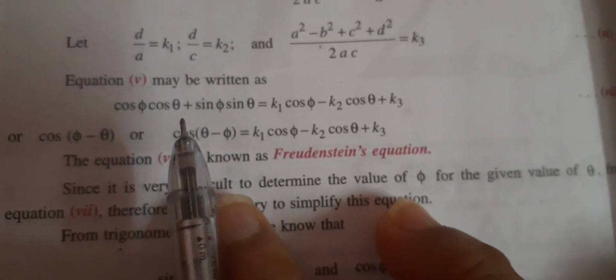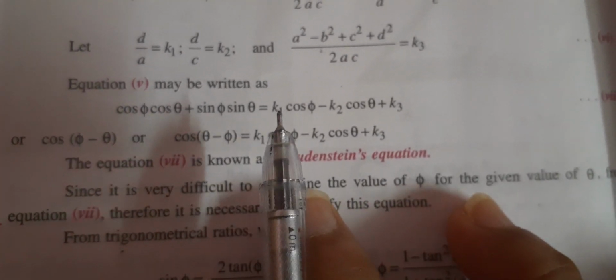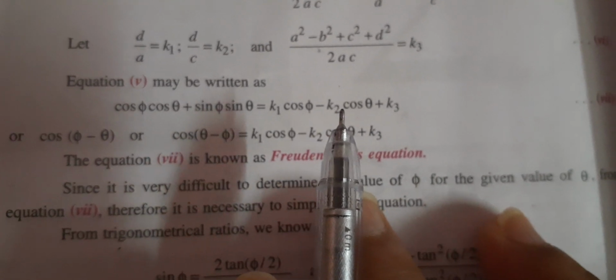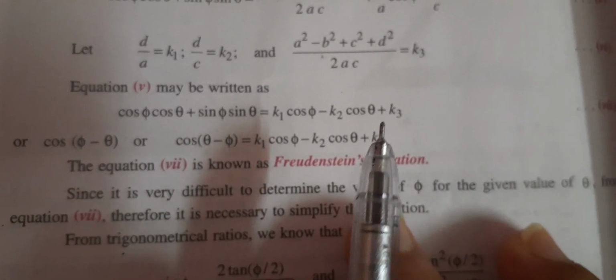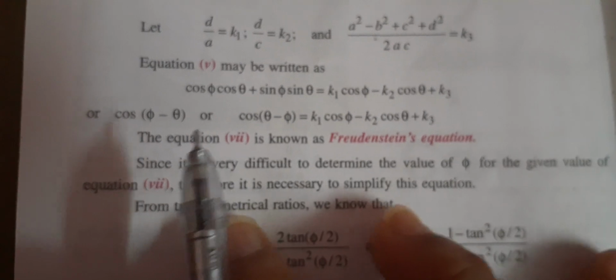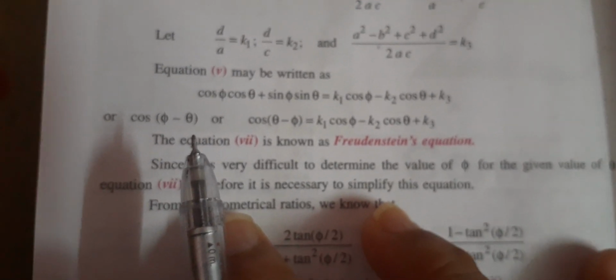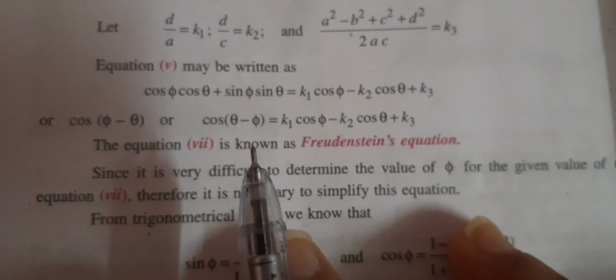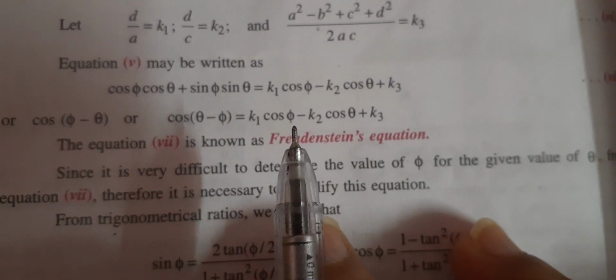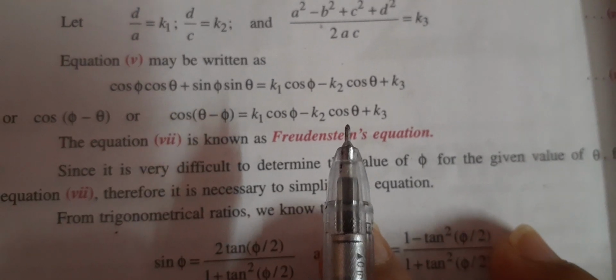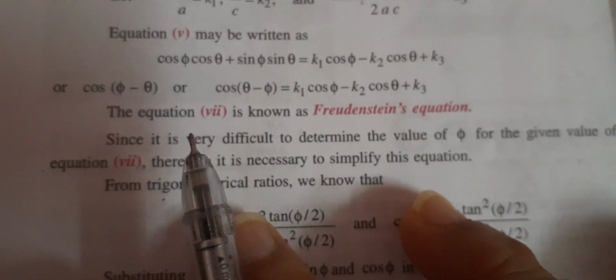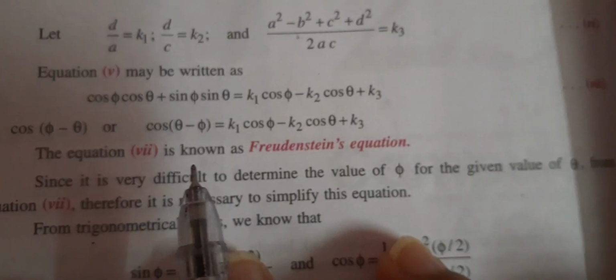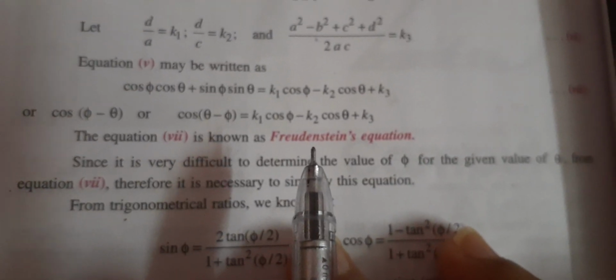simplified as, cos phi cos theta plus sin phi sin theta is equal to K1 cos phi minus K2 cos theta plus K3. So substitute the values of K1, K2 and K3 in the equation. We'll get cos(phi minus theta), or cos(theta minus phi), is equal to K1 cos phi minus K2 cos theta plus K3. This last equation is nothing but known as a Fredholm equation.